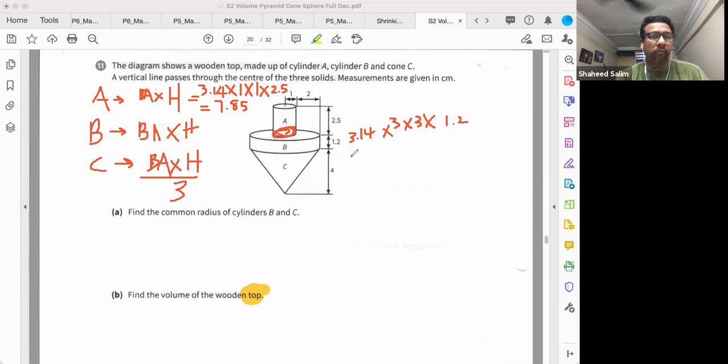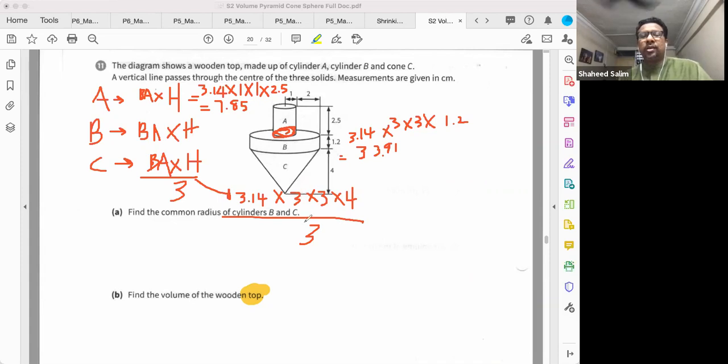Hold on. Okay. 33.91. The last one, same thing, is 3.14 times what's the radius, is 3. 3 times 3 times the height. Height is how much? Is 4. Divided by 3.